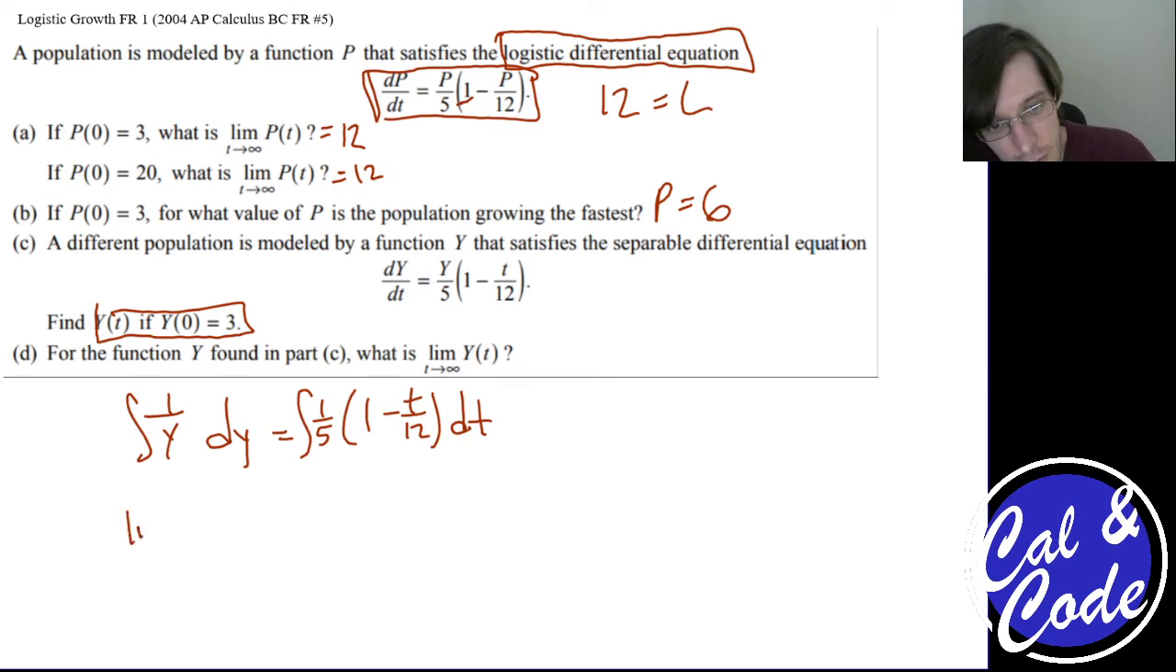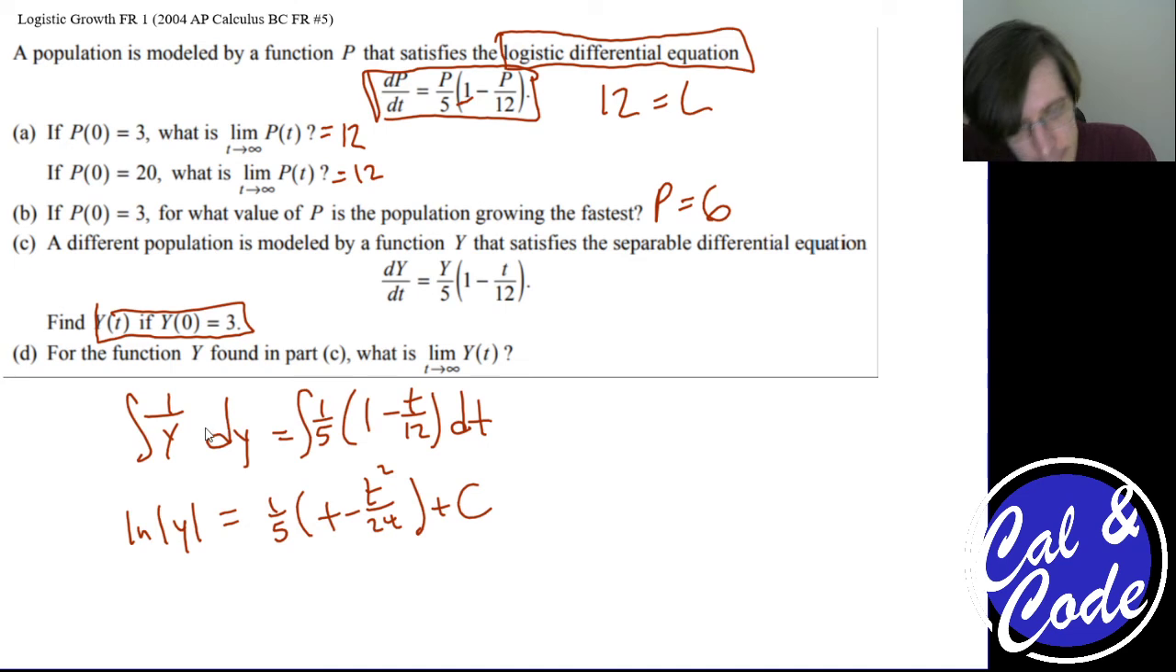That's going to give me the natural log of the absolute value of y is equal to 1/5 times t minus t squared over 24 plus c. Oftentimes it's a good idea to go ahead and find our c. I've done the separation, I've done the integration, I did not forget my c. Let's use the initial condition to find c.